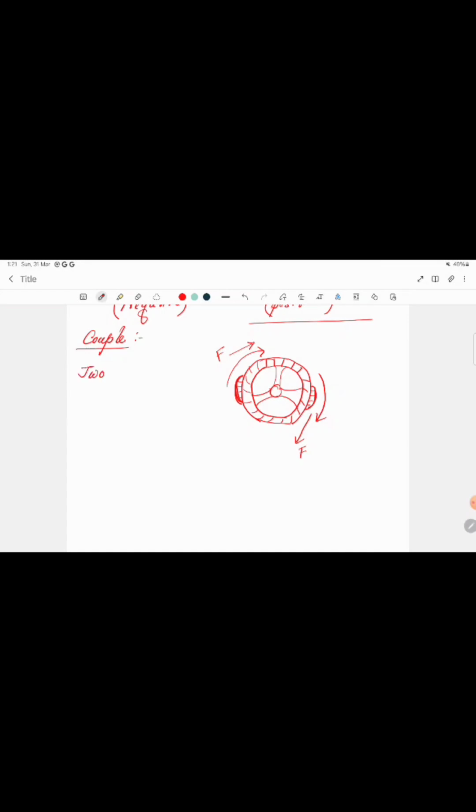two equal and opposite parallel forces which are not acting on the same line form a couple.